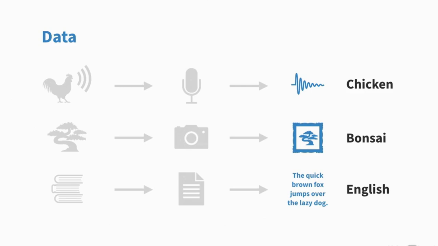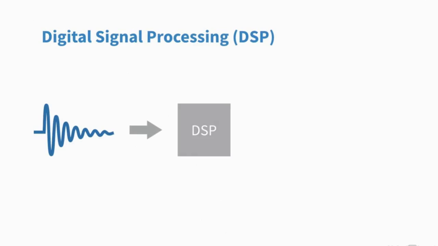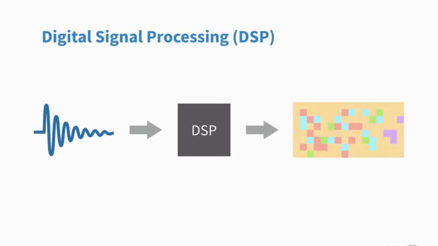Digital signal processing, or DSP, is a key component of many machine learning algorithms, particularly ones that deal with audio, video, and sensor data. DSP techniques are used to extract features from the data, such as frequency, amplitude, and phase. These features are then used to train models that can recognize patterns in the data.